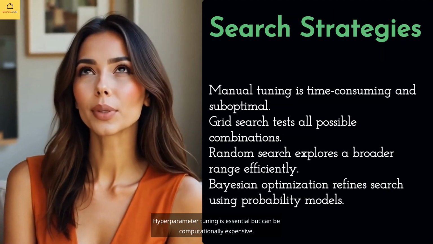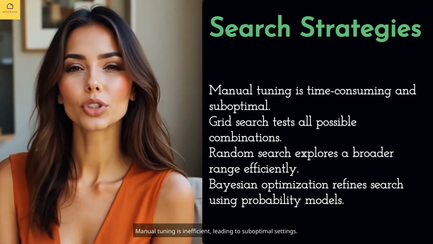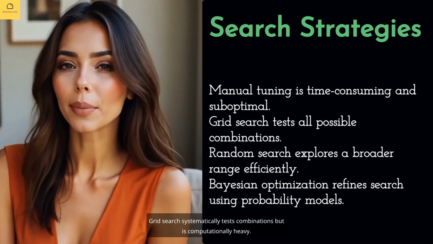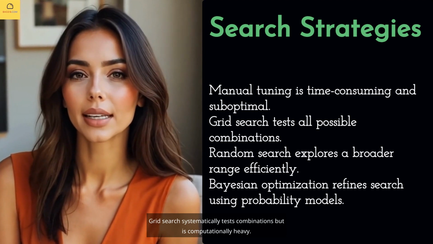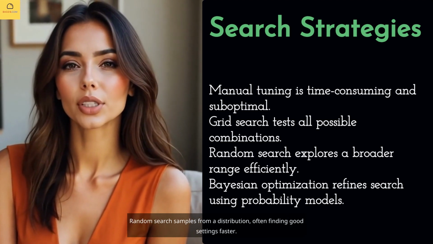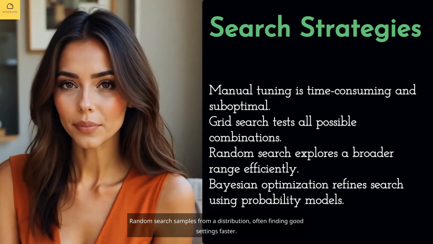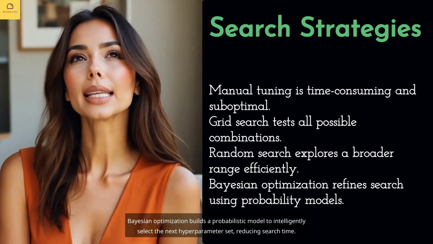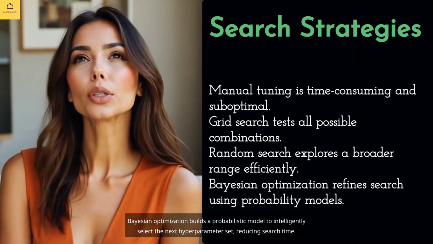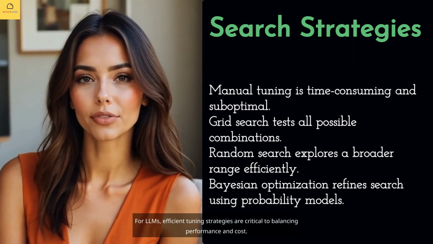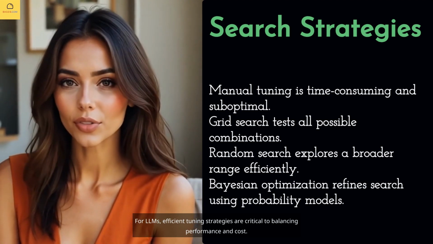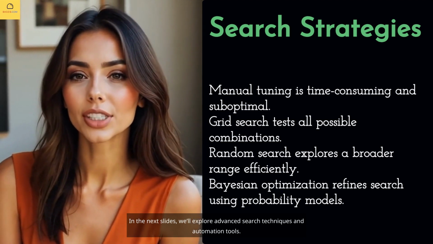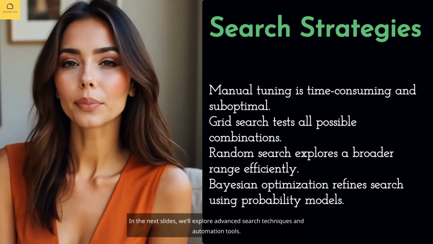Hyperparameter tuning is essential but can be computationally expensive. Manual tuning is inefficient, leading to suboptimal settings. Grid search systematically tests combinations but is computationally heavy. Random search samples from a distribution, often finding good settings faster. Bayesian optimization builds a probabilistic model to intelligently select the next hyperparameter set, reducing search time. For LLMs, efficient tuning strategies are critical to balancing performance and cost. In the next slides, we'll explore advanced search techniques and automation tools.